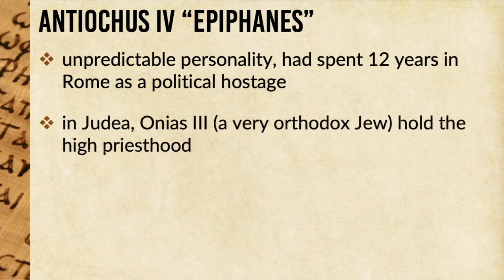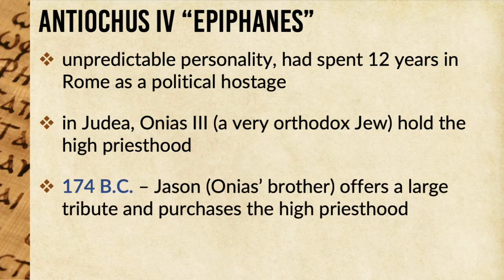In the meantime, in Judea, Onias III, who was a very Orthodox Jew, holds the high priesthood. Now, when I talk about somebody who's an Orthodox Jew, what I mean by that is he's serious about keeping the law of God, and he's the high priest. In 174 BC, Jason, who is Onias's brother, offers a large tribute to Antiochus and purchases the high priesthood. Well, if you are a believing Jew, you understand that this is all foolish. This is all nonsense. The high priesthood is not up for sale. But if you are Antiochus IV, you don't care because you've just been offered money by somebody who wants to be the priest. Okay, you're giving me a lot of money. You can be the high priest. And so Jason gets to be high priest.